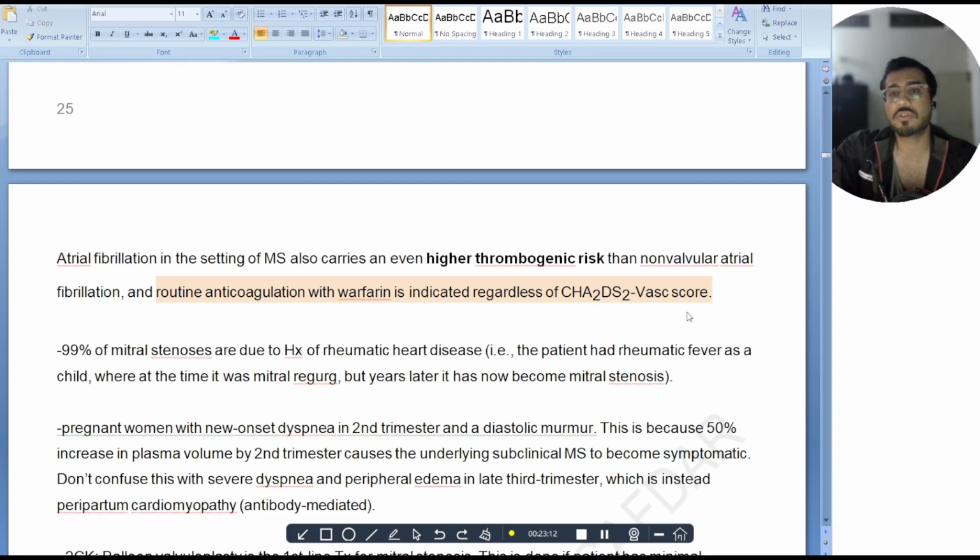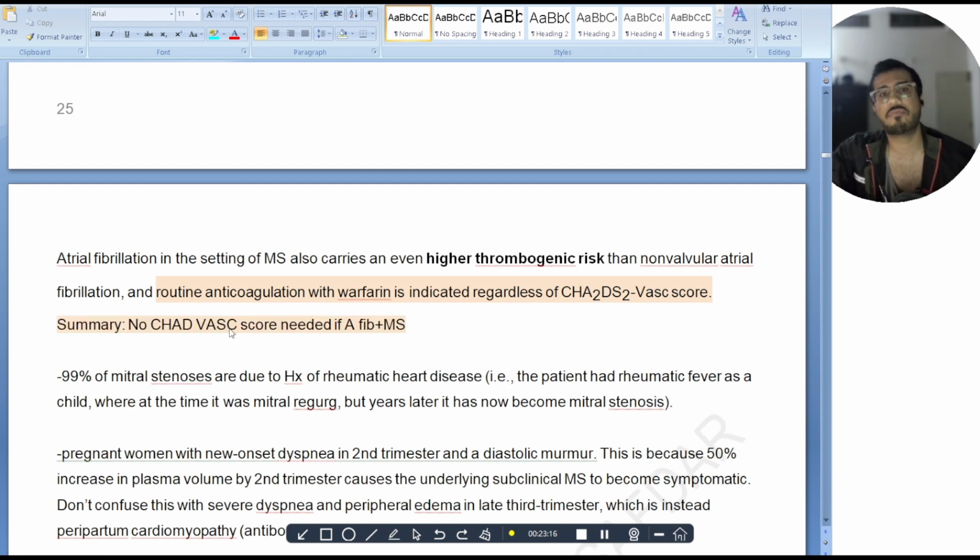So this is also a takeaway point. I'm going to also add it in. So I've written it here: no CHA2DS2-VASc score needed if AFib plus MS. So you're just going to put the patient on anticoagulation. If it's just atrial fibrillation, you're going to calculate the CHA2DS2-VASc score first.